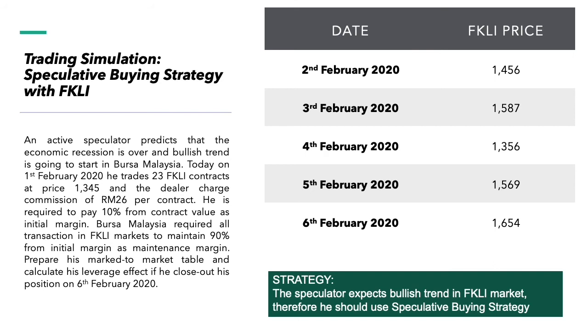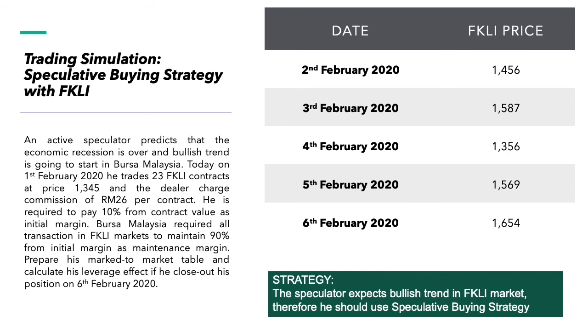So in order to calculate maintenance margin and initial margin, first you need to calculate the value of one FKLI contract. So price at day 0 is 1345 times size of FKLI is 50 ringgit. So contract value is 67,250 ringgit. Then you can calculate the initial margin of FKLI per contract. So initial margin is 10% of contract value. So 10% times 67,250. So your initial margin is 6,725 ringgit.